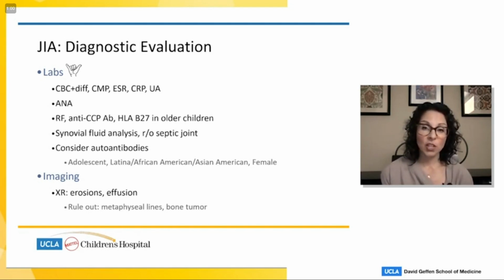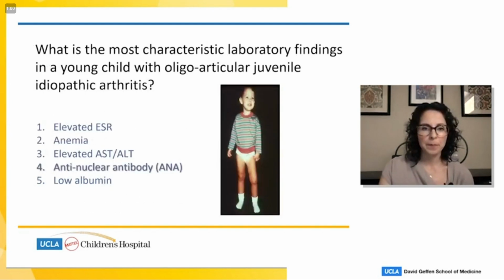I would also say consider checking rheumatology serologies in patients who are an adolescent, Latina, African American, Asian American, as well as female. And we'll get into why specifically, but essentially we need to make sure the patient doesn't have lupus. X-rays are an excellent way to start, looking for erosions, effusions, as well as malignancies. So getting back to our question, what is the most characteristic laboratory finding in an oligo-JIA patient? It would be the ANA, not the ESR, as hopefully you have a better understanding at this point.